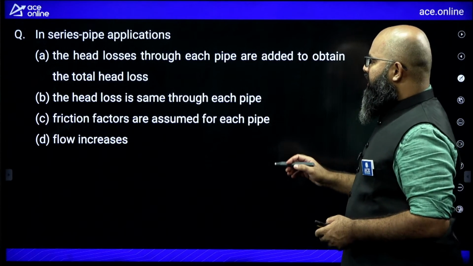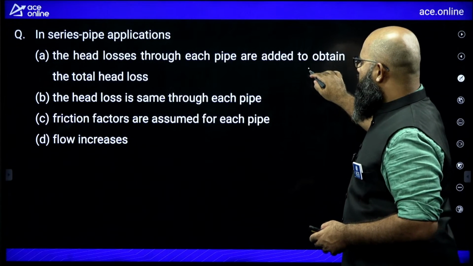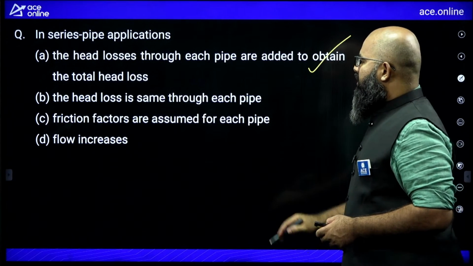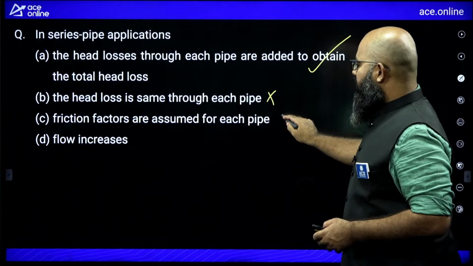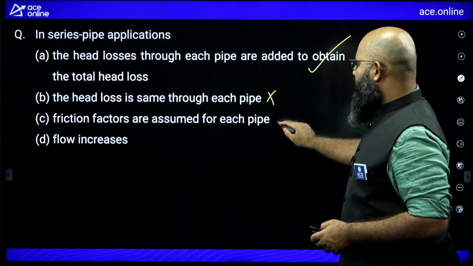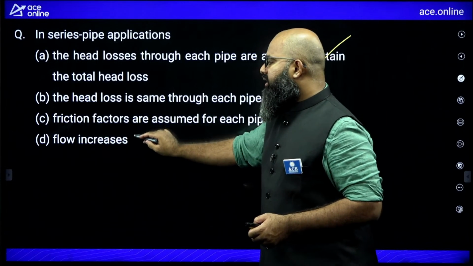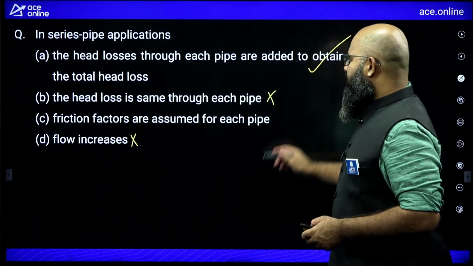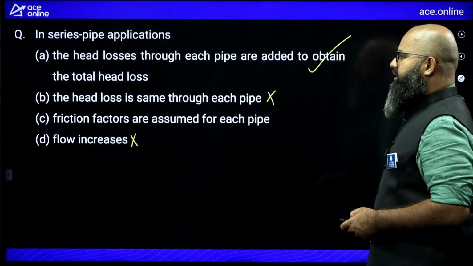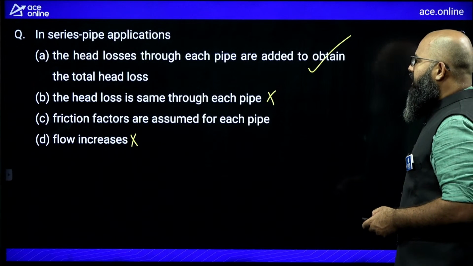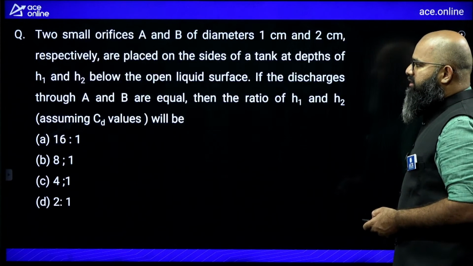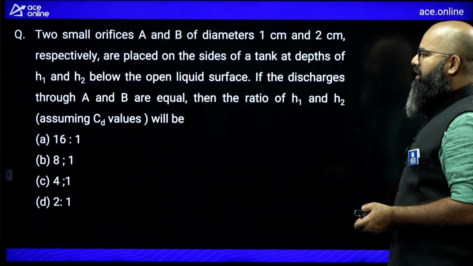The question is asking over here, head loss through each pipe is added to obtain the total head loss, correct? Head loss is same through each pipe, wrong. Friction factors assumed for each pipe to be same, probably here saying. Flow increases. No, flow increases in the case of parallel pipes. The correct answer over here is option A. The head loss through each pipe are added to obtain the net head loss. This is a very good question.